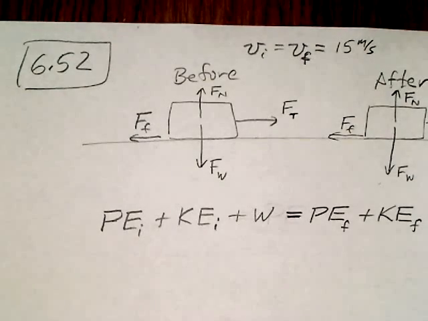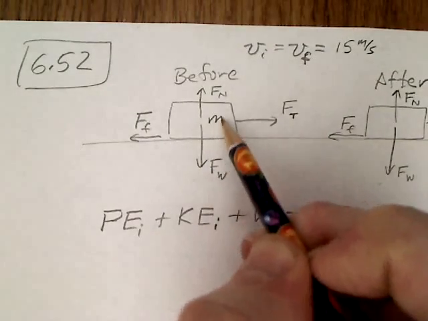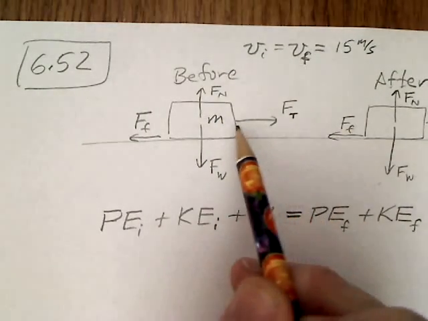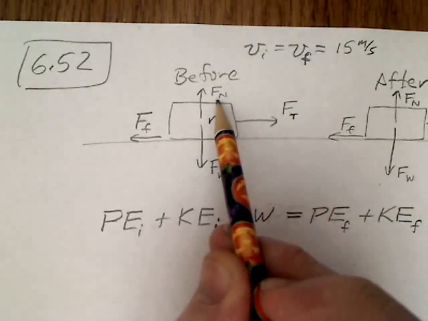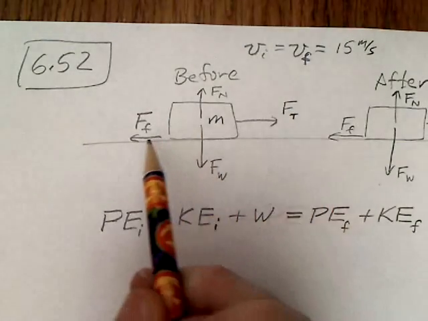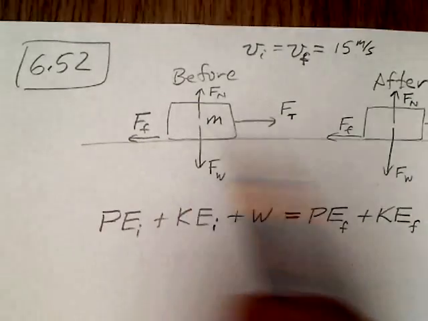In problem 6.52, you have an engine pulling on a mass to the right, and so this is the tension in the cable, F sub T. You have a normal force up, the weight down, and a frictional force in the direction opposite of the motion.